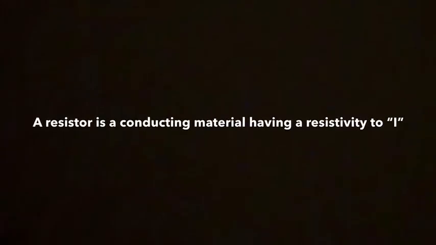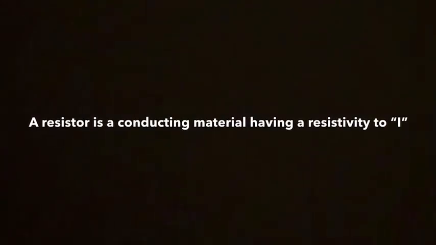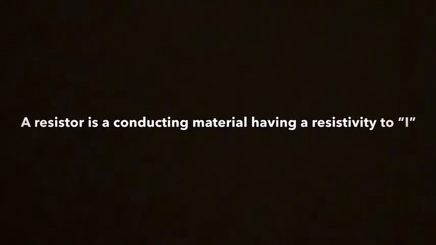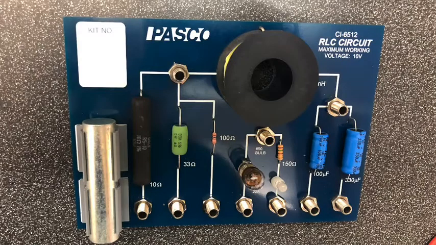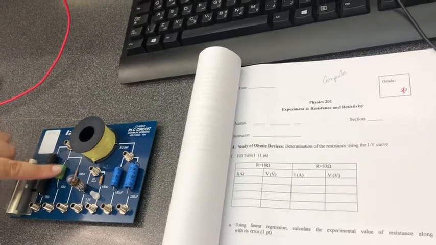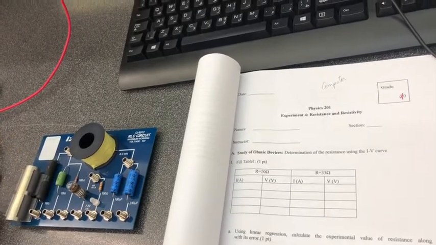A resistor is made of conducting materials, not insulators, but they have a resistivity to the flow of electrical current. It is used to control the current in a circuit to protect human beings and electronic equipment. We will be using this board where we have two resistors, 10 ohms and 33 ohms, and a light bulb. The two resistors would be connected in series and in parallel to see the equivalent resistance experimentally.